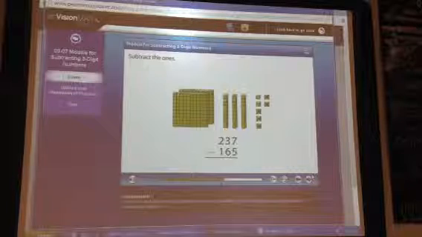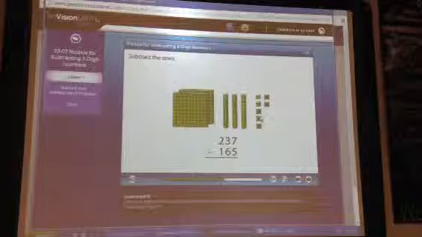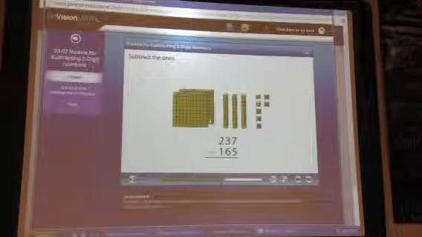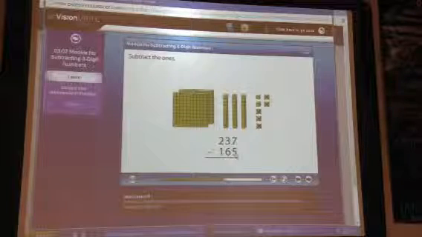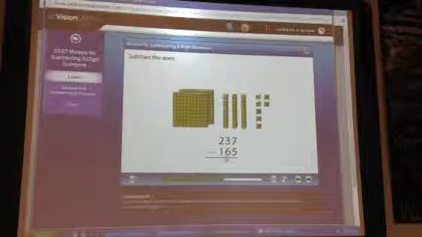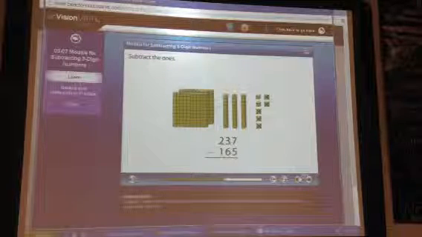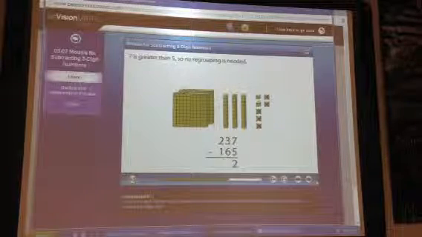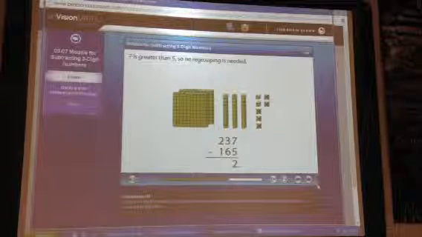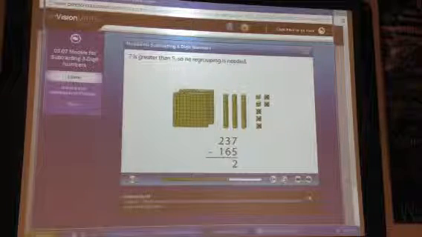Subtract the ones. So they're basically representing the first number with the place value blocks and then taking away the blocks as they subtract the second number. So they had 7 to begin with, and then they took away 5 by Xing them out. 7 is greater than 5, so no regrouping is needed.